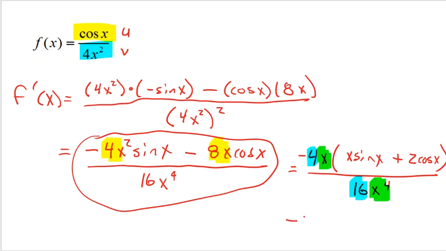So I get a final answer of negative x sine of x plus 2 cosine of x, all divided by, let's see, that 16 is going to reduce to a 4x cubed. Sorry, I'm scrambling that in there down there. So again, that would be just a cleaner final answer.